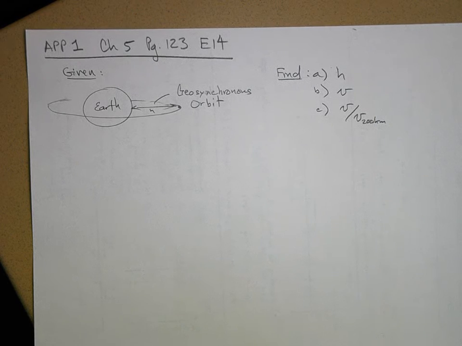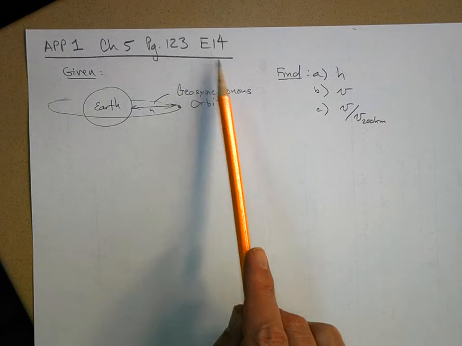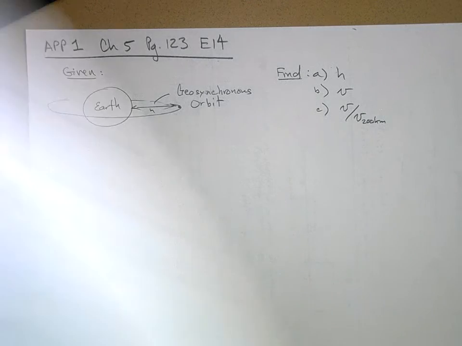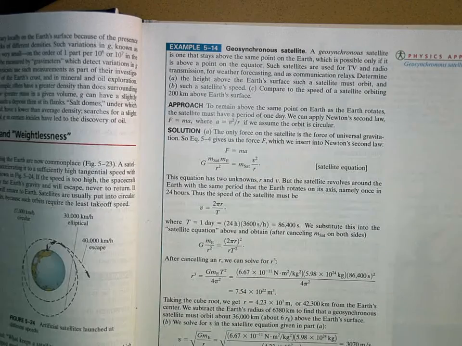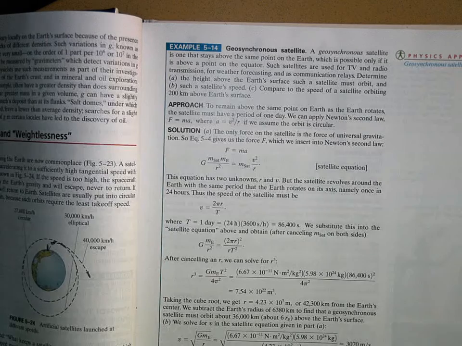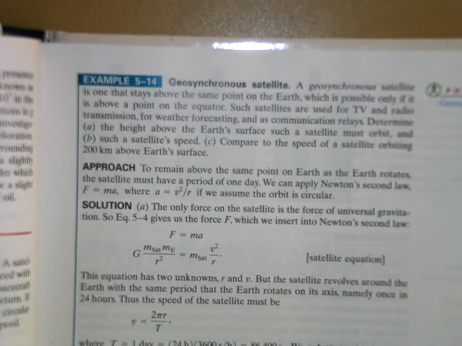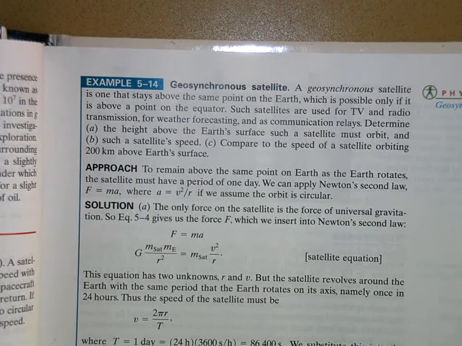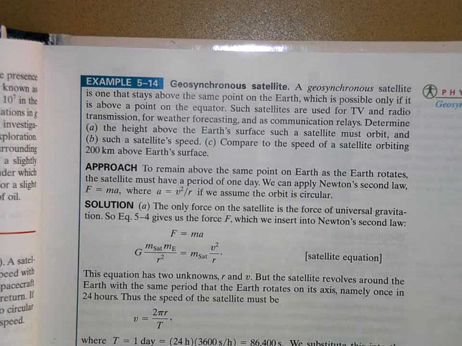All right, let's quickly do the example on page 123, example 14. And here's what it says. It's going to deal with geosynchronous orbits. If any of you have satellite TV, then you deal with this all the time, because there's a satellite beaming the television signal down to us, and it's in a geosynchronous orbit, which means that it's always in the same place in the sky.